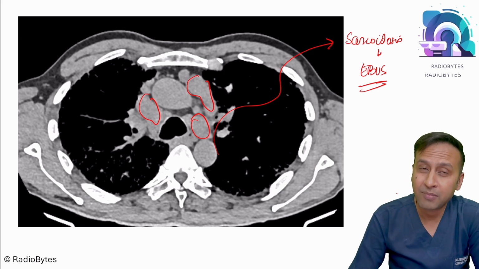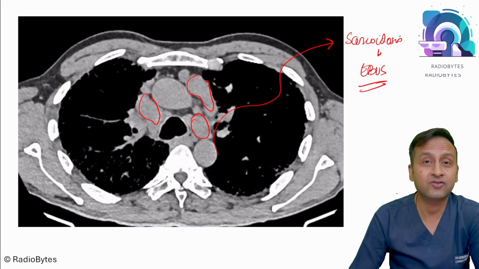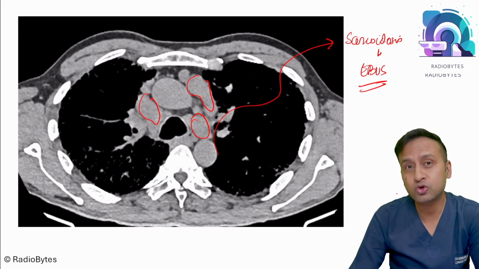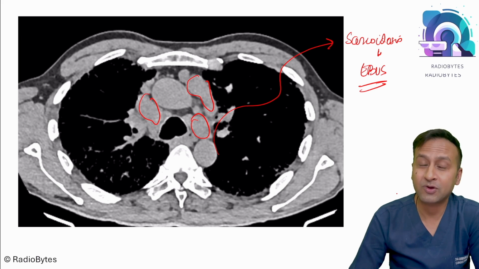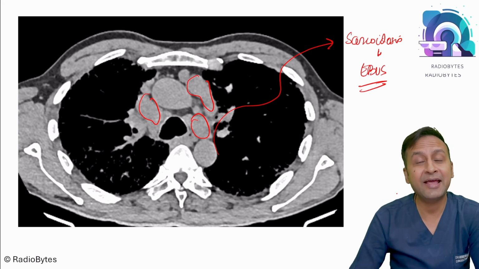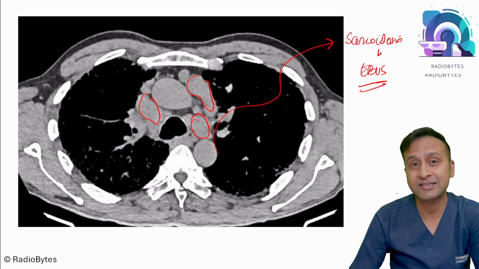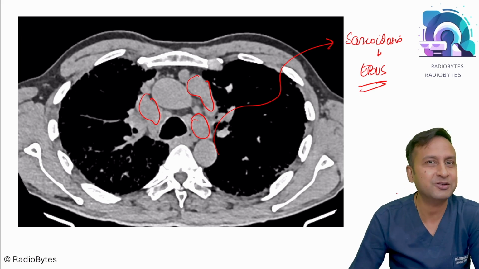So this is all about UIP. This is all about when to call an ILD as UIP and when not to call an ILD as UIP. Also, it highlights that every honeycombing is not UIP. If the honeycombing is having an apical predominance, don't think about UIP. If it is having a subpleural basal predominance, it's very likely to be UIP.